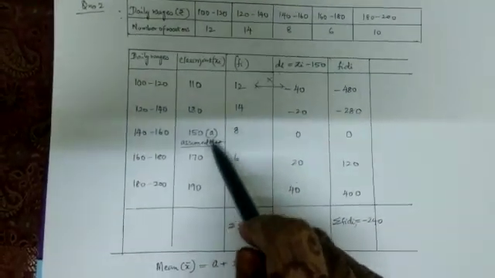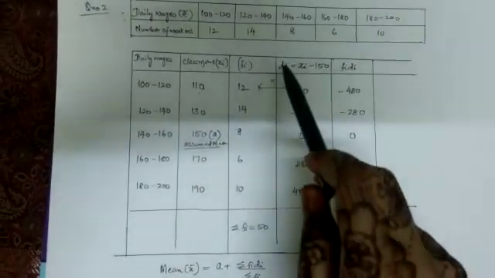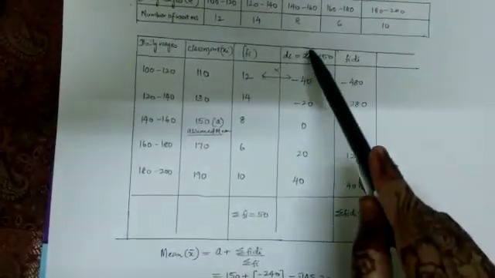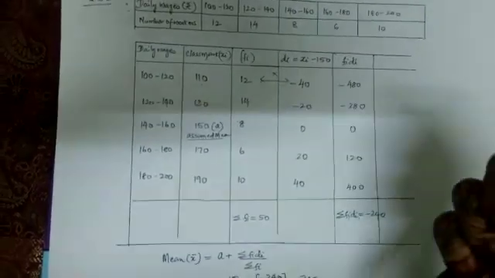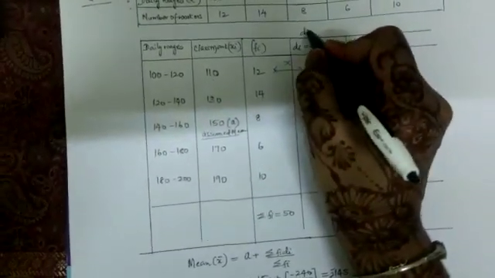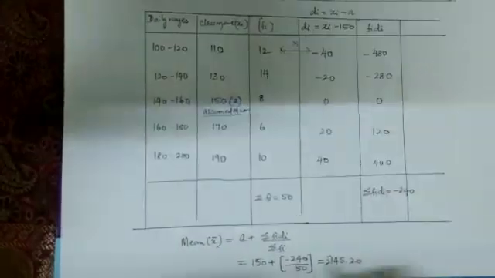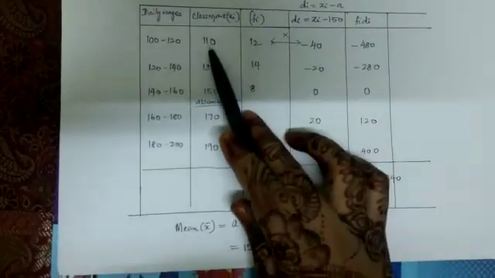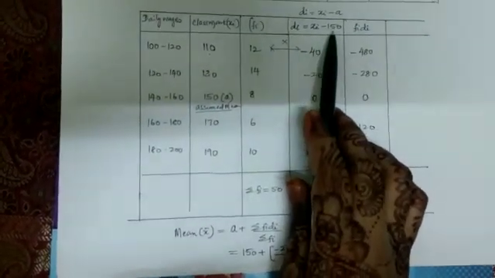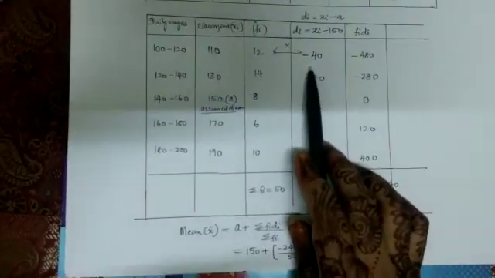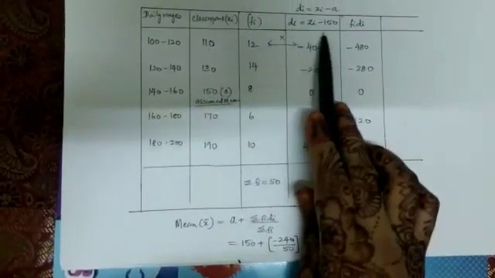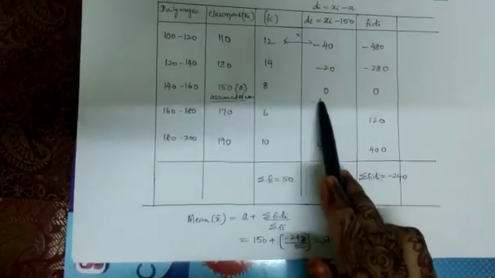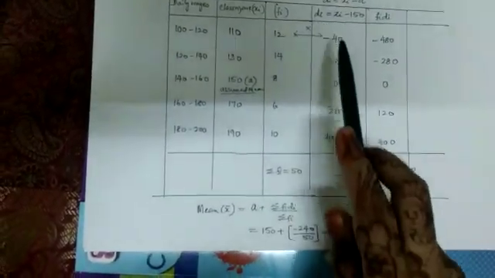Now what to do with this? A new column will be introduced, which is called the deviation column, that is called di. Now what is this di? di is nothing but xi minus the assumed mean, xi minus A. So when I do xi minus A, 110 minus 150, I'll be getting a negative number, minus 40. 130 minus 150, minus 20. 150 minus 150, I'll be getting 0. Okay, 170 minus 150 and all those.